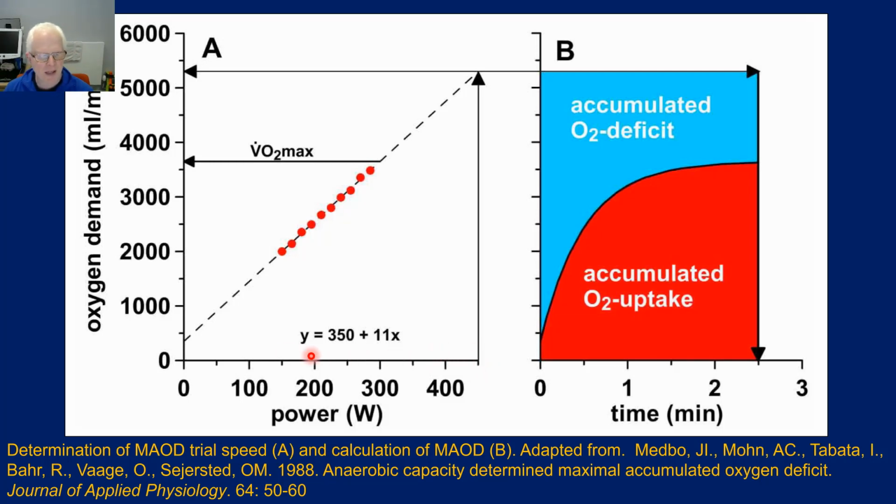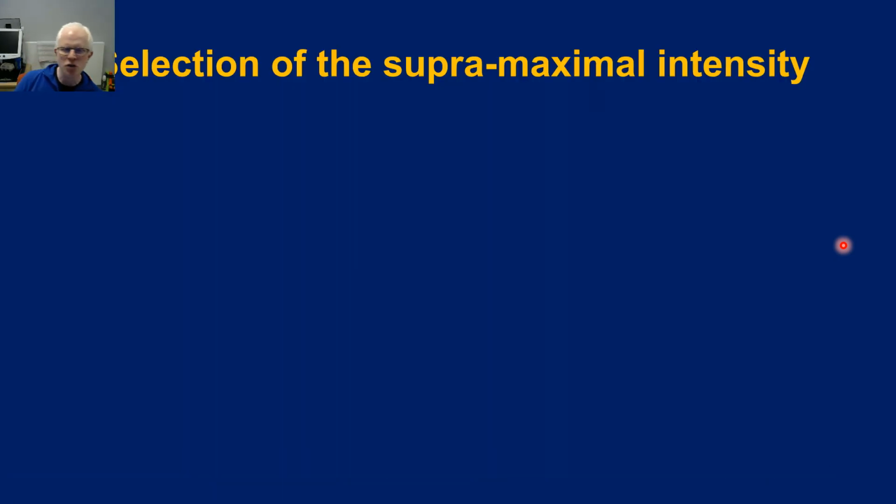And in fact, we can work that out with our rearranged equation here. So we just do y equals mx plus c, and we rearrange it. Rather than knowing y, we want to know x. So it's a very simple rearrangement of the formula. And that gives us the intensity for the trial, and then we just measure oxygen consumption throughout the trial. So how do you select that supramaximal intensity? We're calling it supramaximal because it's beyond VO2 max.